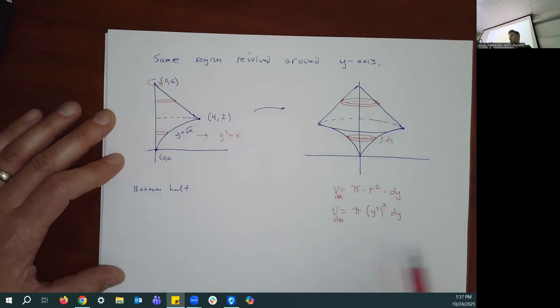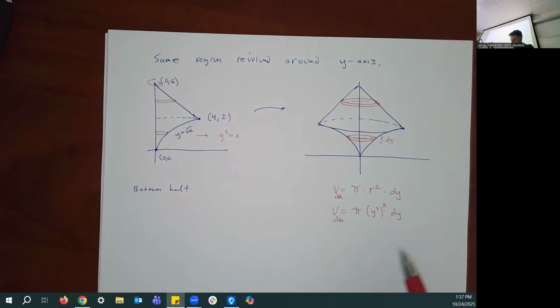When you're writing this part, make sure you're looking at it and say, okay, the d whatever matches the variable there. If those variables don't match, you need to go back and look again. More broadly, if you're rotating around a vertical axis, you better be using y's. If you're rotating around a horizontal axis, you better be using x's. No equivocation. That is a must.